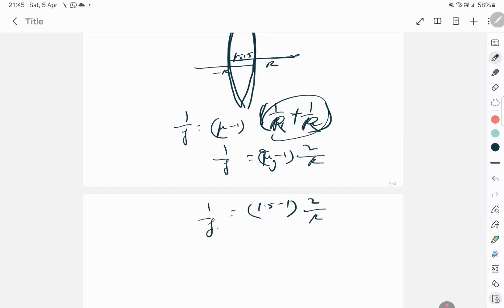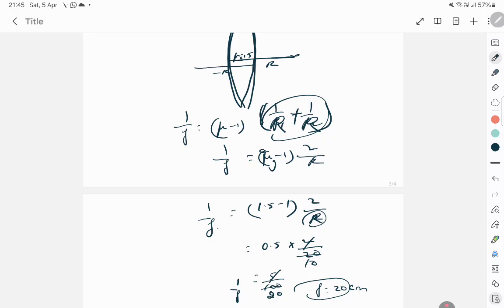What else is given in the question? Let me read the question. A double convex lens of refractive index 1.5 has both sides of equal radius of curvature of 20 centimeter each. So you know r itself is 20, capital R itself is 20. So then 0.5 into 2 by 20, which will make it 0.5 by 10, which is 5 by 100, which is 1 by 20, so 1 by f. Therefore f itself is 20 centimeter. This you get the focal length.